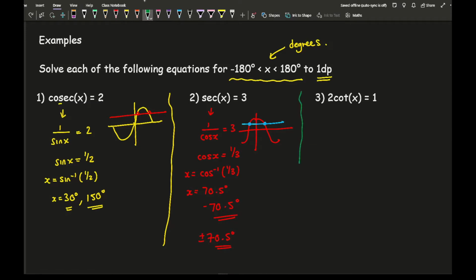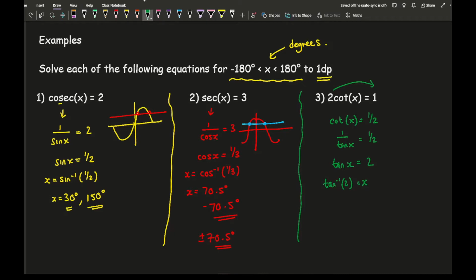So moving on to our third question, here we've got 2 cot x equals 1. Here I want to make cot x the subject, so I'm going to take the 2 over to the side, so I've got cot x equals a half, and then I can convert the cot into tan, so tan x equals 2. Then doing the inverse of tan of 2, which equals x.